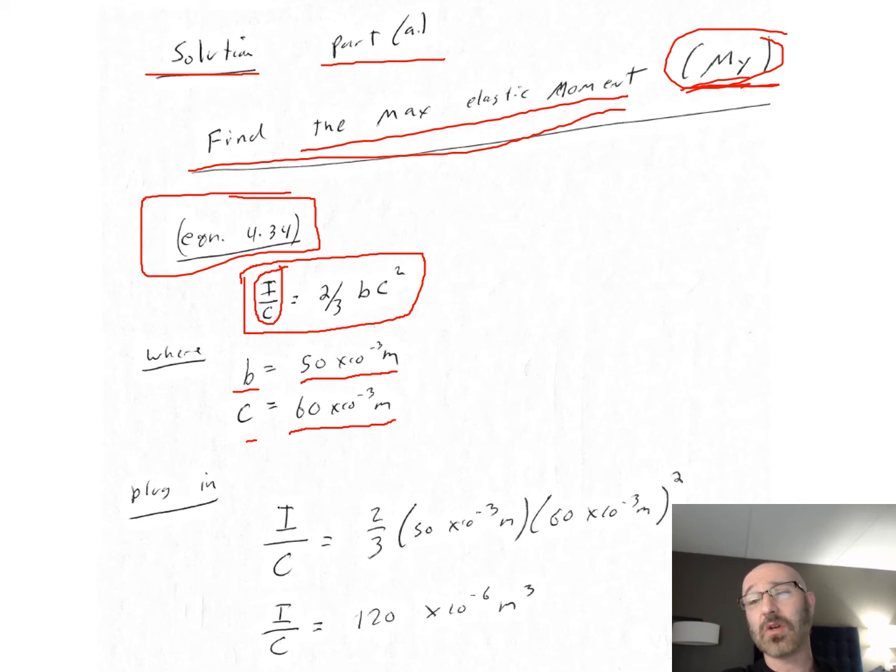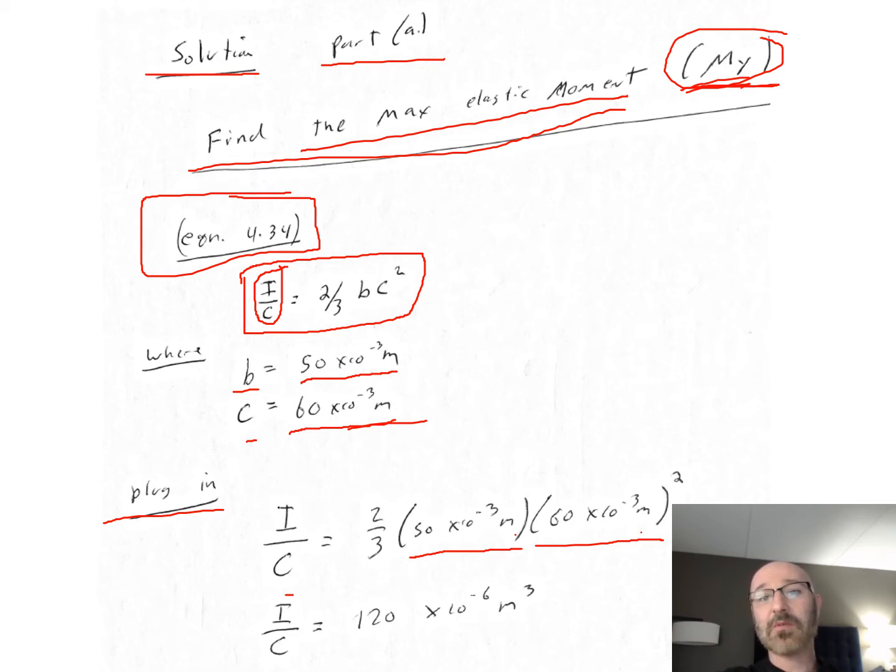So I don't have to do that conversion from millimeters to meters here and accidentally forget to do it and be off by a factor at the end. We want to make sure that we've done that conversion now that we're in meters. So now that we've done it in meters, we can plug it right back in. So I over C is equal to 2/3 times our value for B, 50 times 10 to the negative third, and our C squared, 60 times 10 to the negative third meters squared, so meters and meters squared. So meters times meters squared is meters to the third.